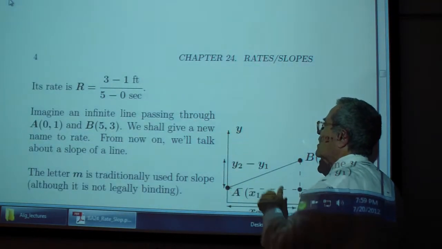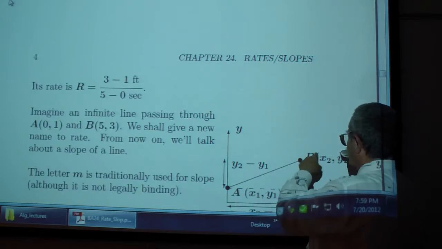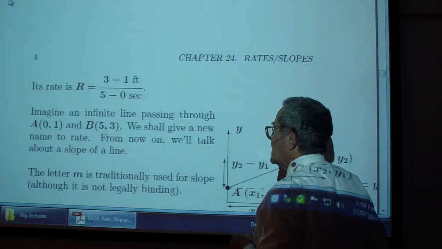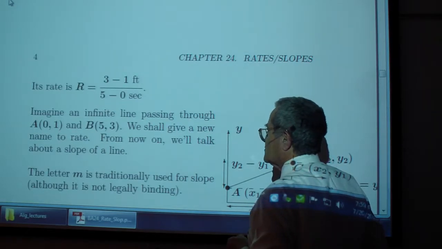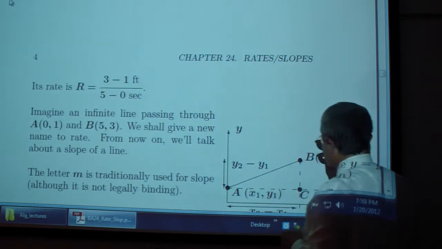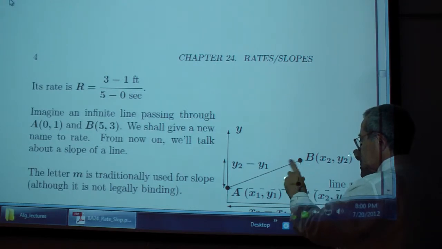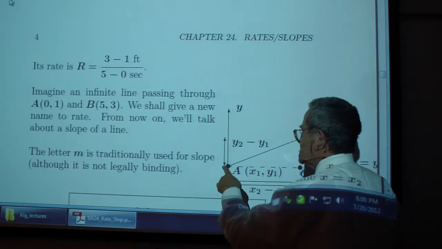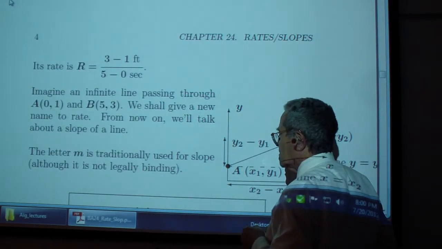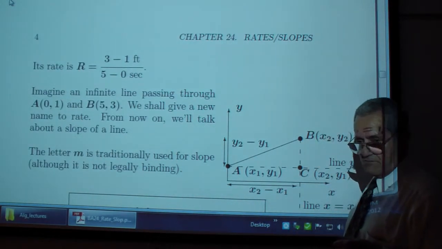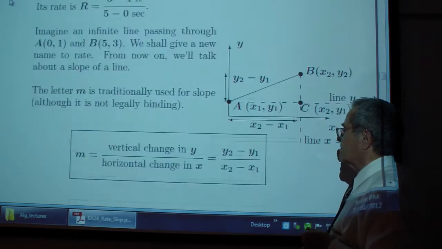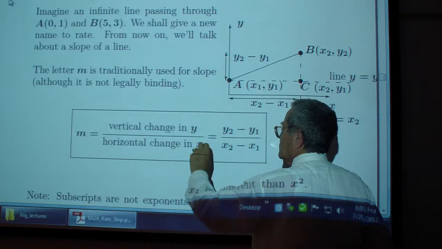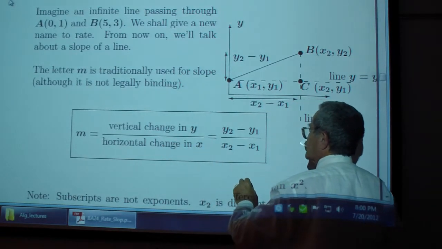Imagine an infinite line passing through these 2 points. We shall give a new name to the rate. We shall now call it the slope. So the slope of the line is the change of y over the change in x. M is traditionally used for slope, although it is not legally binding. As I said, it's a vertical change in y over the horizontal change in x.